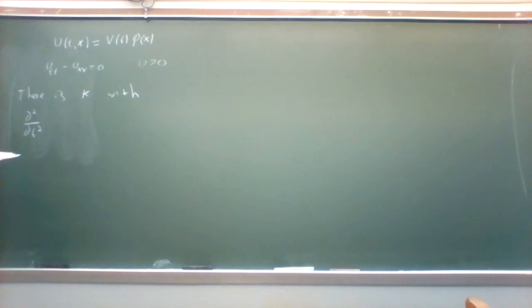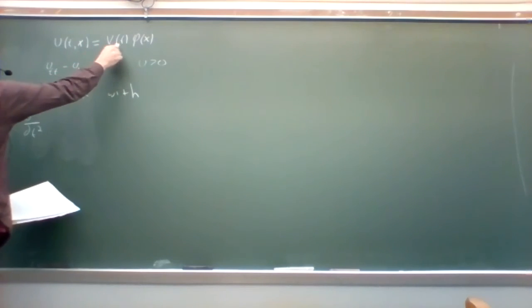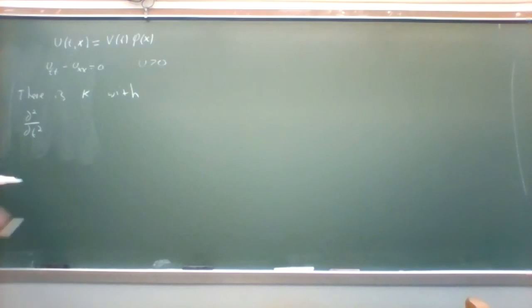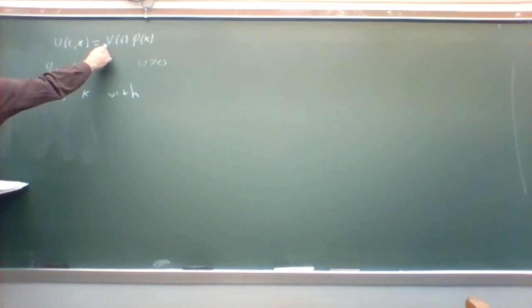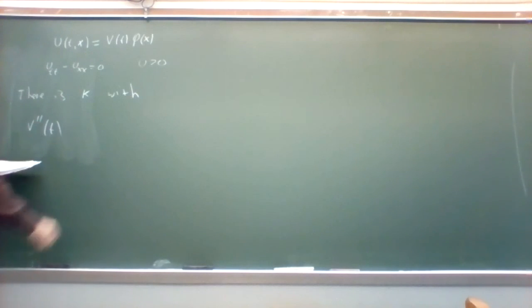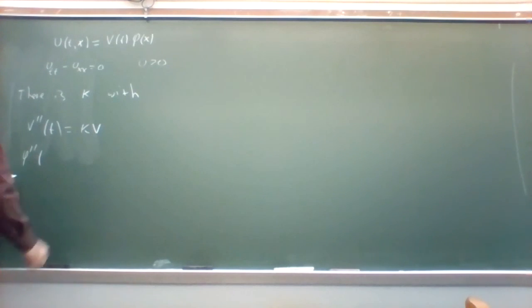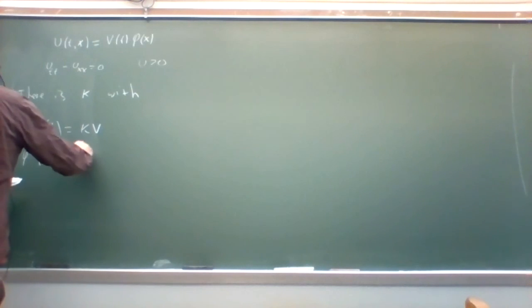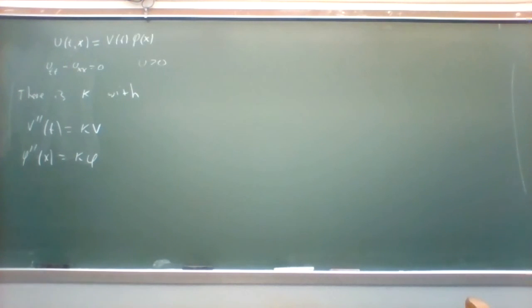I'll write these as partial derivatives, even though that's not quite accurate. So v is a function of one variable. So this is like v double prime. Well, maybe I'll be honest. This is the analog of the partial derivative with respect to t, but it turns into v double prime equals k times v, and separately we get phi double prime, coming from the partial derivatives with respect to x, equals k times phi. And this is quite easy to get through direct calculation.